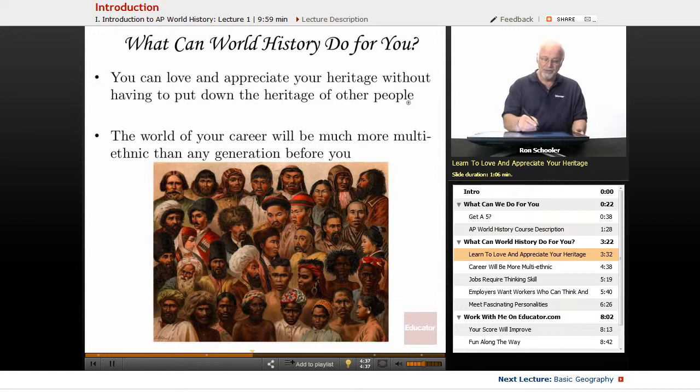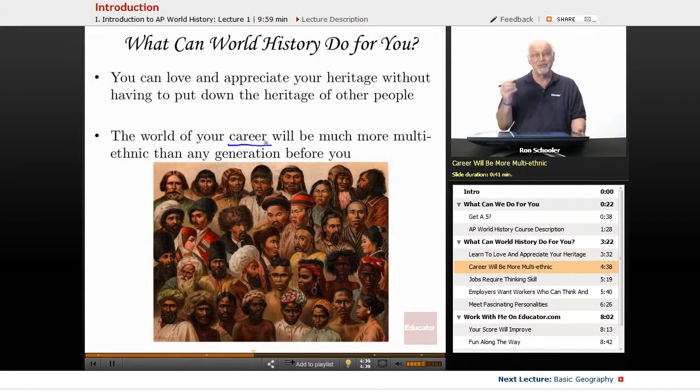Secondly, you're going to have a career or you're going to do something with your life, right? And wherever you are, it's going to be more multi-ethnic than any time in history. You're going to be involved. I found this drawing, a painting here, of different peoples from Asia. This is like the office staff you're going to have to work with. And understanding and appreciating where they're coming from is going to make a huge difference in your ability to function well.